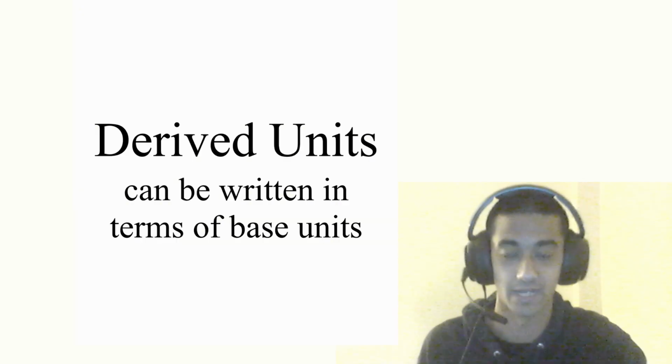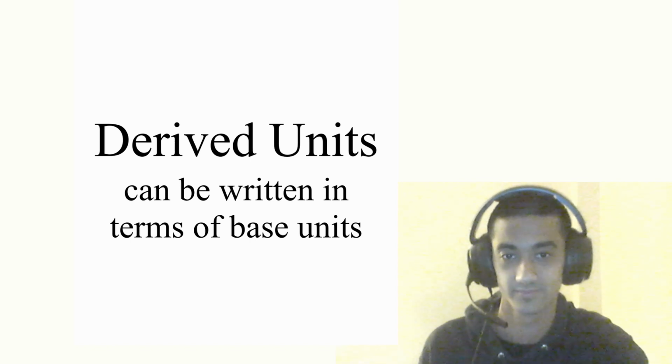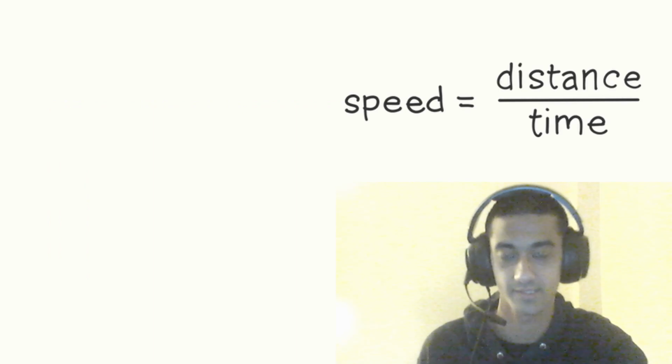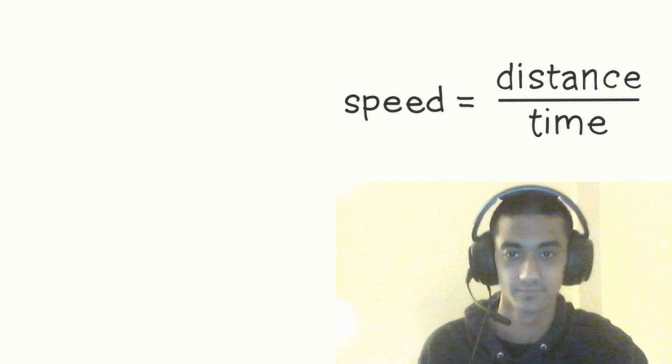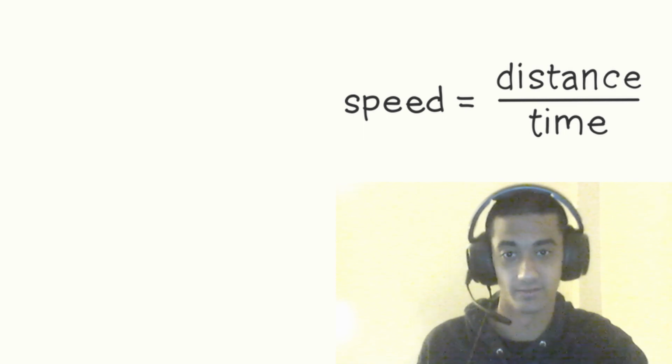Now it's great that we have these 7 units at our disposal, but this isn't nearly as many units as we truly need. The other units we have are called derived units because they can be written in terms of the base units. Let's take a look at the defining equation for a very basic derived quantity, and that is speed. The basic equation for speed is distance divided by time. As you can see, the right-hand side of this equation entirely consists of base quantities.